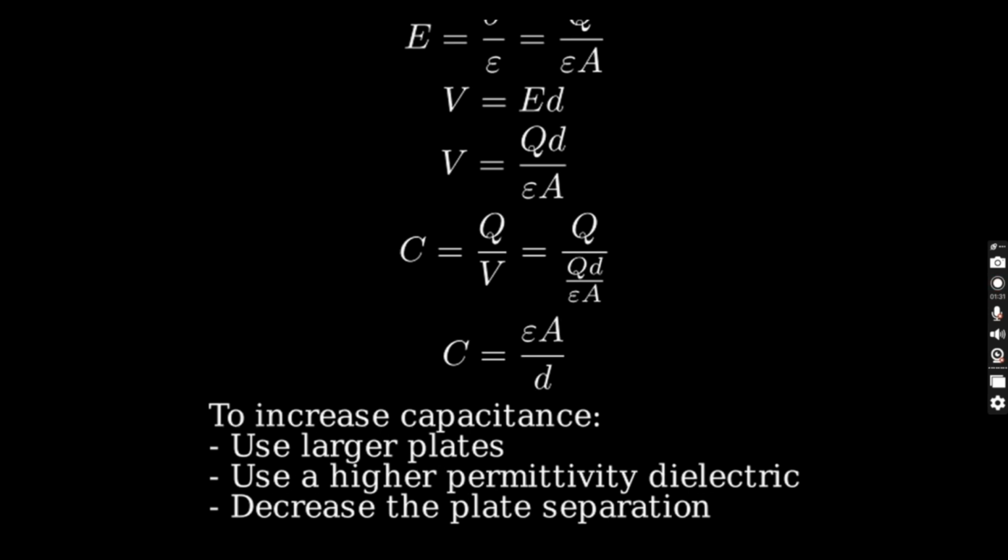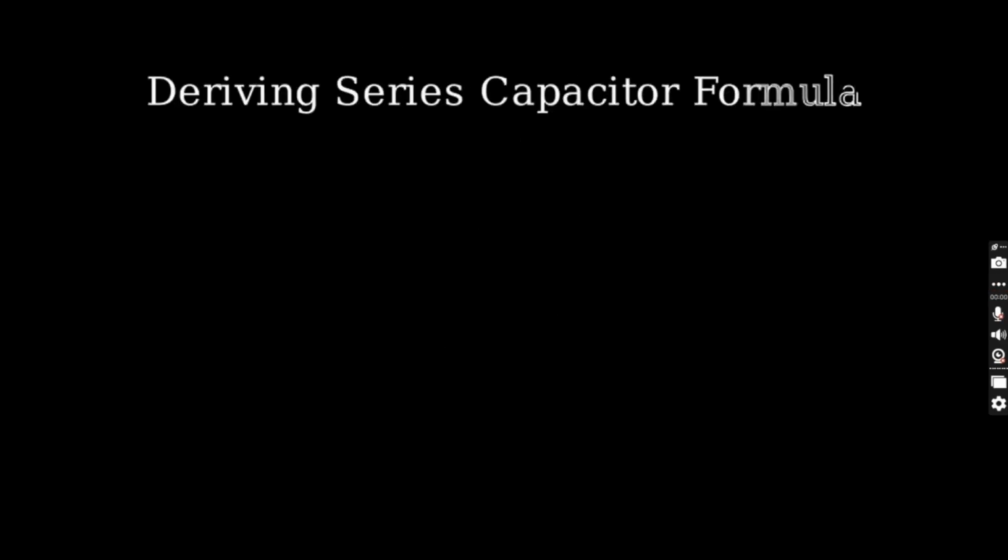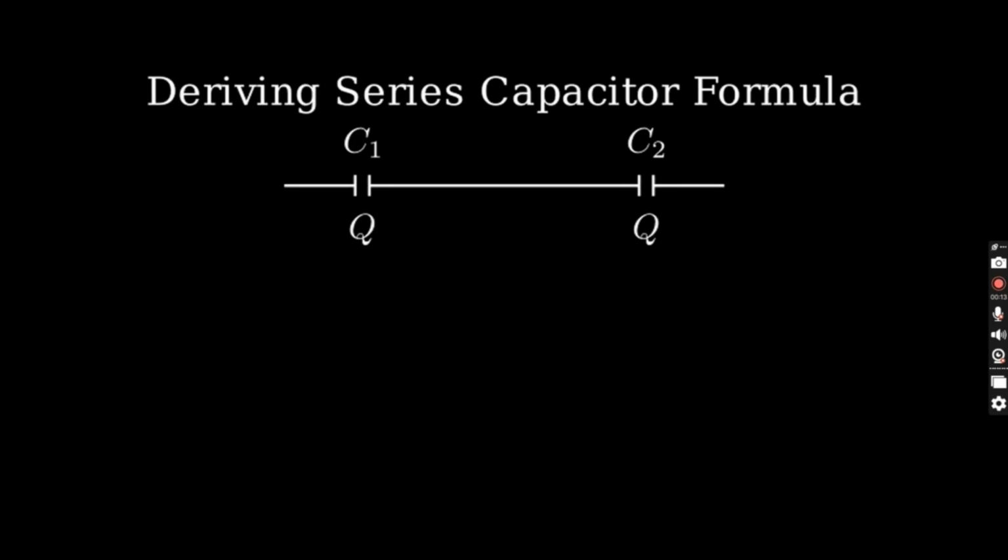Derive the expression for the effective capacitance of two capacitors in series. We'll do this step by step using fundamental principles. First, let's draw our circuit. We have two capacitors C1 and C2 connected in series. When connected in series, the same charge Q must exist on both capacitors.